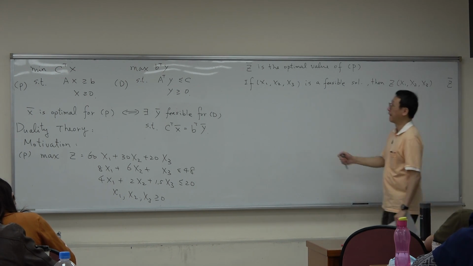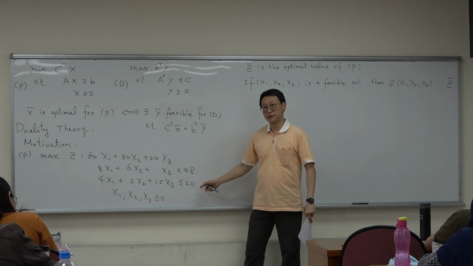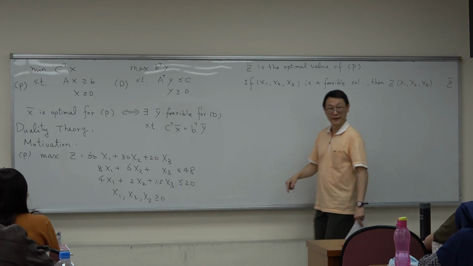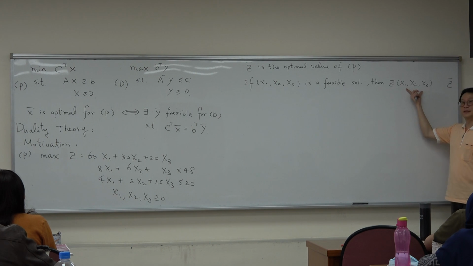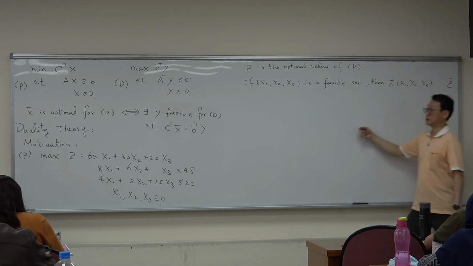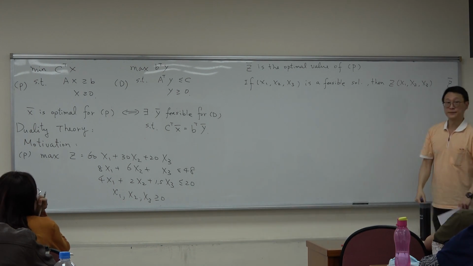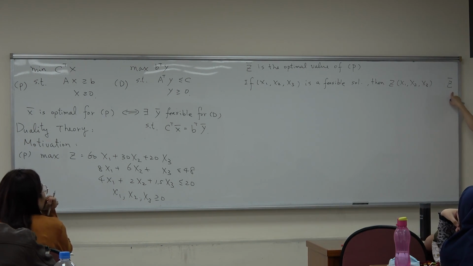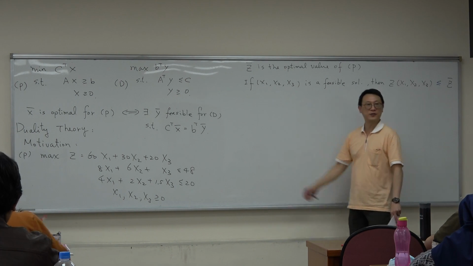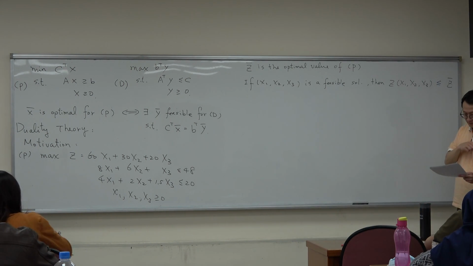So for a feasible solution x1, x2, x3, I plug it into this objective function and I get a value. And z bar is the optimum solution, so that value is smaller than or equal to z bar. Because maybe I'm very lucky, I already find a feasible solution that is also optimal.